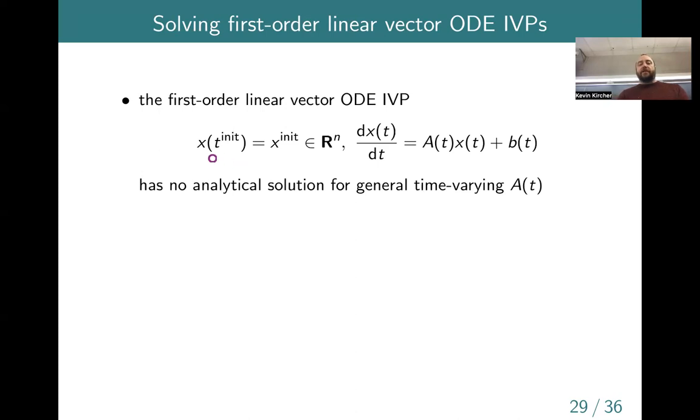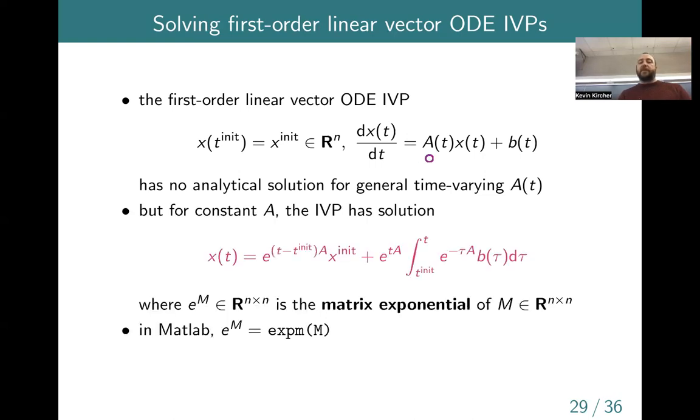So we start with our IVP. We're given some initial condition here, which is in R^n. And then we have our ODE. And it turns out that when A is time varying, unlike the scalar case, there just is no analytical solution in general. There are some special cases where you can find one, but you can't write down a general solution in the same way that we did in the scalar case. So we'll assume from now on that A is constant. So rather than being a function of time that has a matrix value, we'll just say it's a matrix.